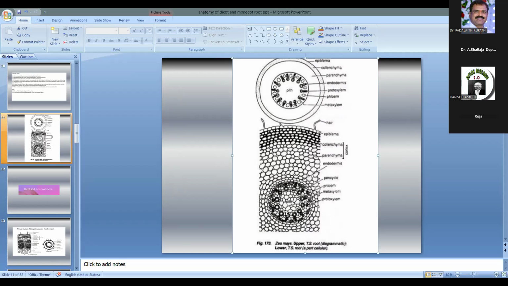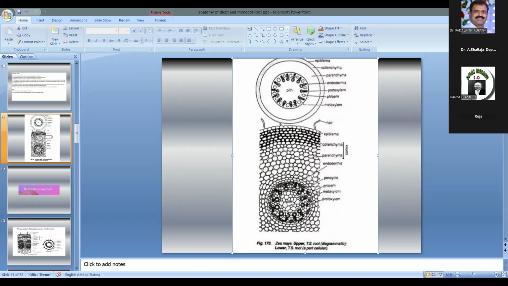But in the monocot root, it gives rise to lateral roots only. Next, coming to the metaxylem, usually polygonal in shape. So that metaxylem is polygonal in shape. But in the monocot root, usually oval or spherical in shape. That is the difference. And coming to the conjunctive tissue, dicot root usually parenchymatous.